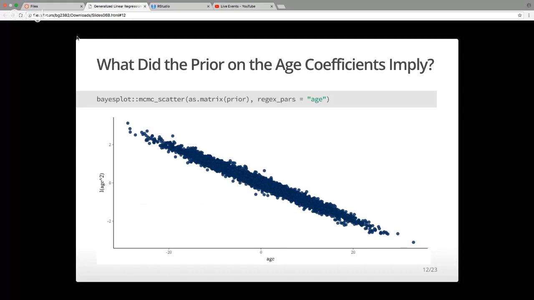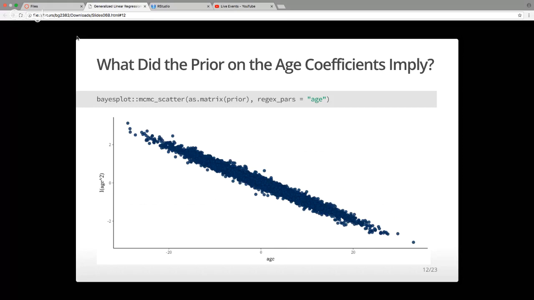You can also look at what your prior on the age coefficients implied after doing all the QR stuff. There's a bayesplot package, which is good for plotting prior distributions and posterior distributions. It has a scatter function that takes in a matrix of draws, in this case for the prior, and I say I want to plot the two age-related variables. These have a bit of a negative correlation. It looks more extreme than it is because this ranges from like -2 to 2, and this ranges from -30 to 30. But there is a bit of a negative correlation going on here, and that's to offset the positive correlation between age and age squared.